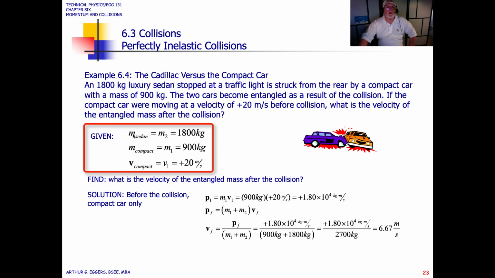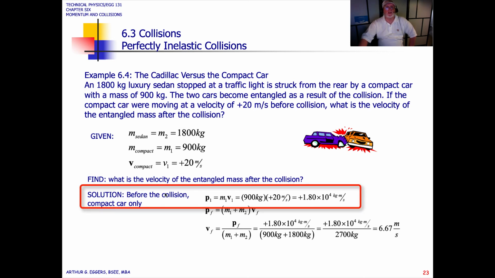So here are our givens. The mass of the sedan we'll call M2, the larger, 1,800 kilograms. The mass of the compact we'll call M1, 900 kilograms. And we will call the velocity of the compact V1, 20 meters per second. So we're looking at the velocity of the entangled mass after the collision.